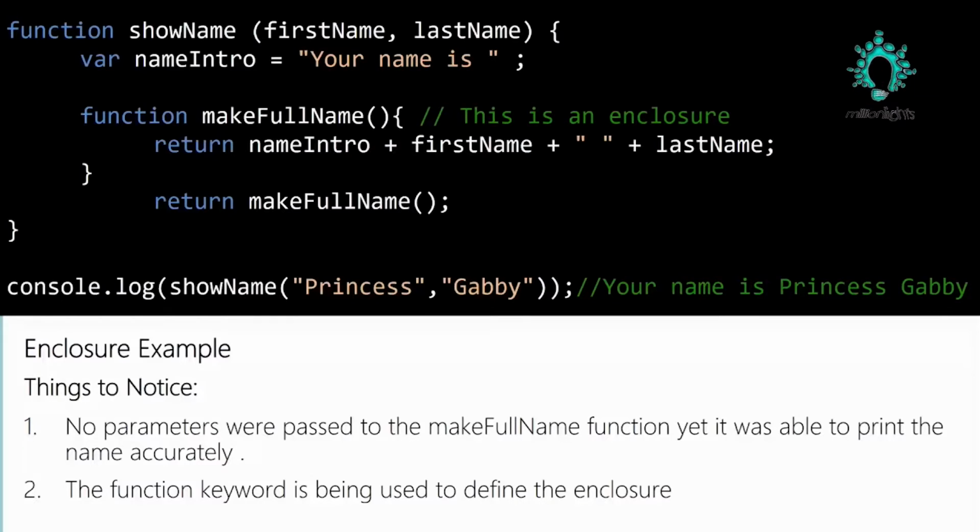This is a small example I have on the screen. What you see here is we have a showName function with an enclosure that's called makeFullName. And as you can see, the enclosure is returning a sentence using the parameters and the variables of the showName function. And once again, it didn't have any parameters passed through. If you were to run this, it would perfectly print, "Your name is Princess Gabby," which is me. I'm a princess, if you didn't know.